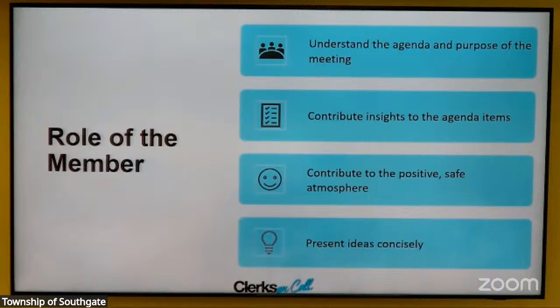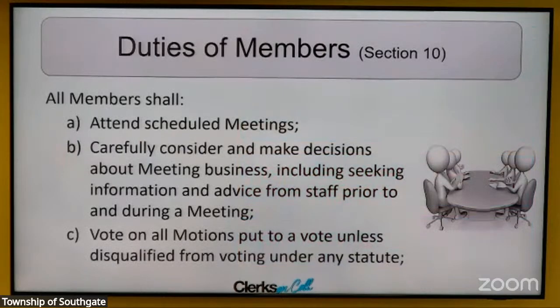Members are to contribute their insights during the discussions of the agenda items and contribute to a positive, safe atmosphere. And for effective deliberations, all members should present their comments and their ideas as concisely as possible. So Section 10 of the new draft bylaw states that all council and committee members have the following duties.